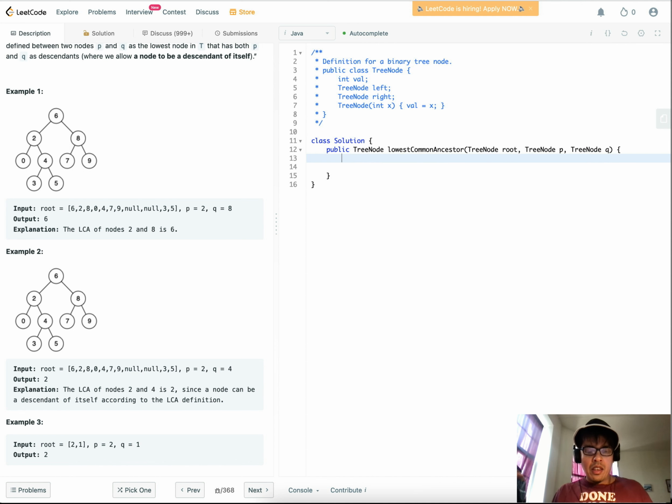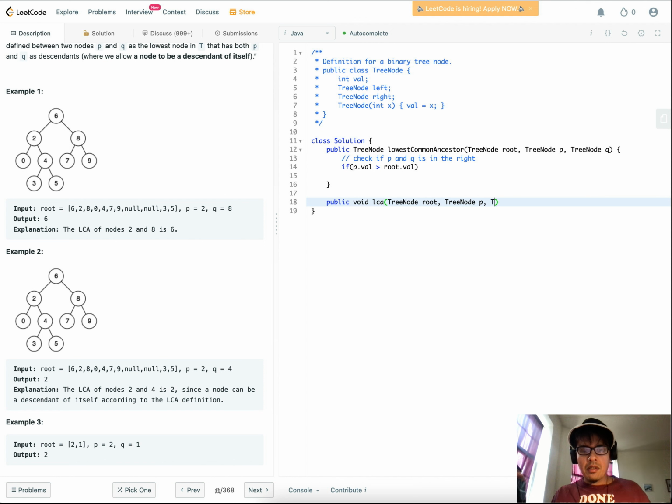So let's say first we want to go to the right subtree. Check if p and q are in the right. So if p dot val is greater than root dot val. Oh, okay, first of all, I don't want to jump to coding without talking about how my approach is going to work out. Tree node root, tree node p, tree node q. I'm going to write a recursive function that I'm calling LCA, and you'll see in a minute why the return types are what they are.